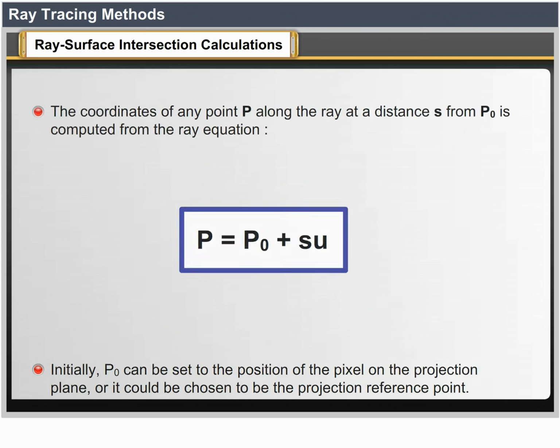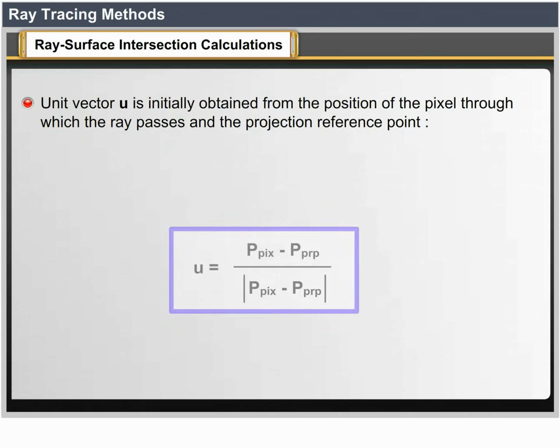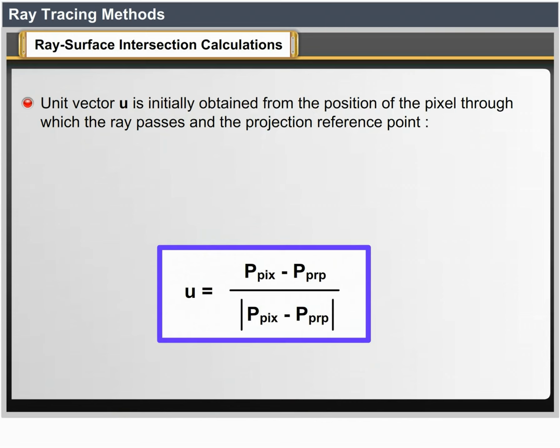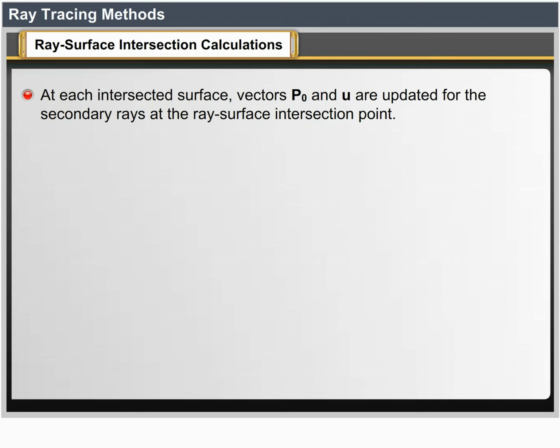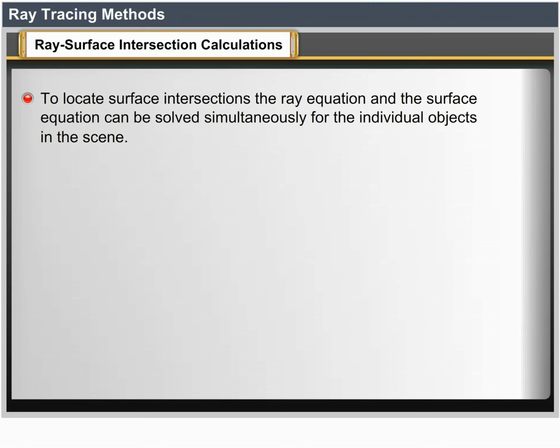Unit vector U is initially obtained from the position of the pixel through which the ray passes and the projection reference point. U equals P pix minus P PRP over mod of P pix minus P PRP. At each intersected surface, vectors P0 and U are updated for the secondary rays at the ray surface intersection point. For the secondary rays, reflection direction for U is R and the transmission direction is T. To locate surface intersections, we simultaneously solve the ray equation and the surface equation for the individual objects in the scene. The simplest objects to ray trace are spheres.